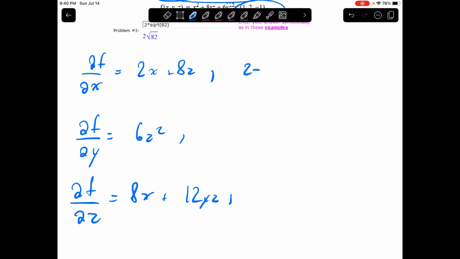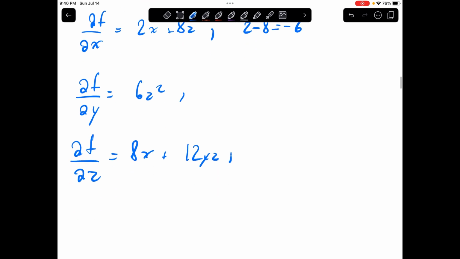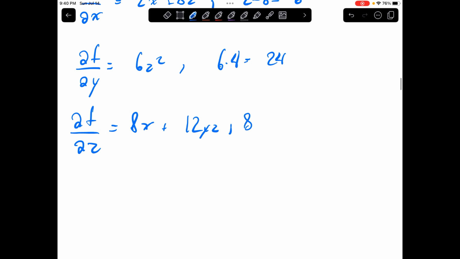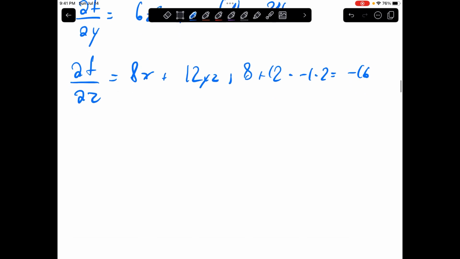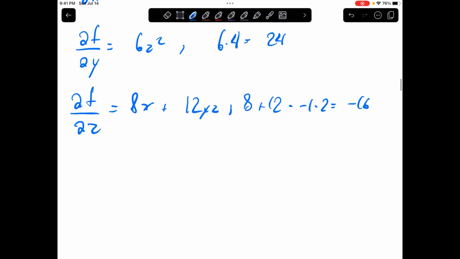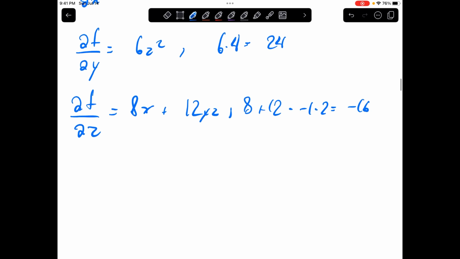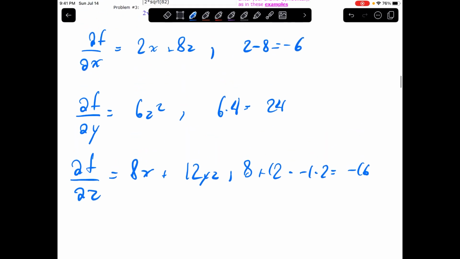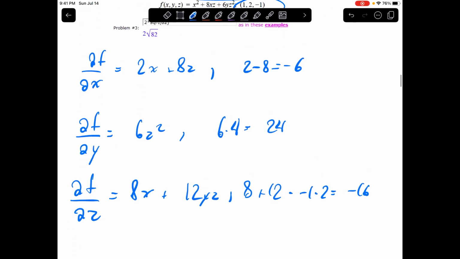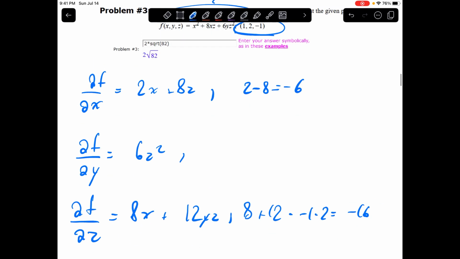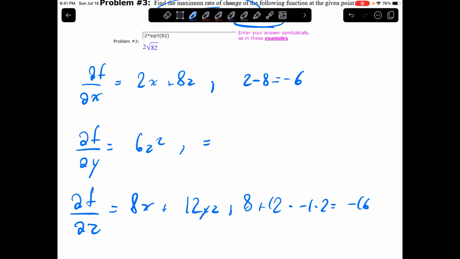So the first one we get 2 minus 8 equals negative 6. The second one we get 6 times 4 equals 24. The third one we get 8 plus 12 times negative 1 times 2 equals negative 16. Okay? Oh, hold on a second. Okay, yeah, there we go. Because it's z, so it's just 6. So you plug in negative 1 squared, equals just 6.